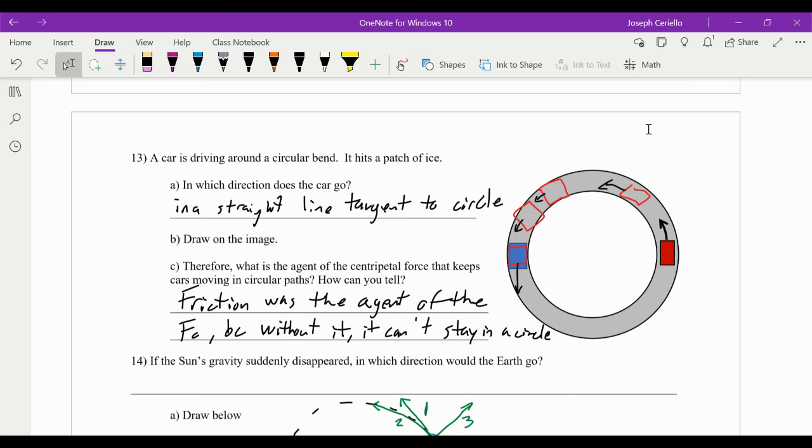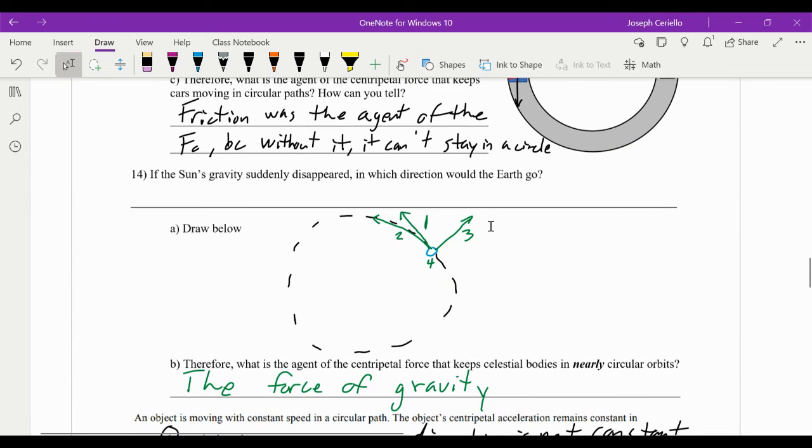Therefore, what is the agent of the centripetal force that keeps the car moving in circular paths, and how can you tell? It's friction. Friction is what keeps cars moving in a circle. Without it, they leave the circle. Think about when you hit the patch of ice. The reason you skid out and go in a straight line is because there is no more friction to keep you moving in a circle. The agent of the centripetal force has disappeared. So there's nothing to keep you in a circle.